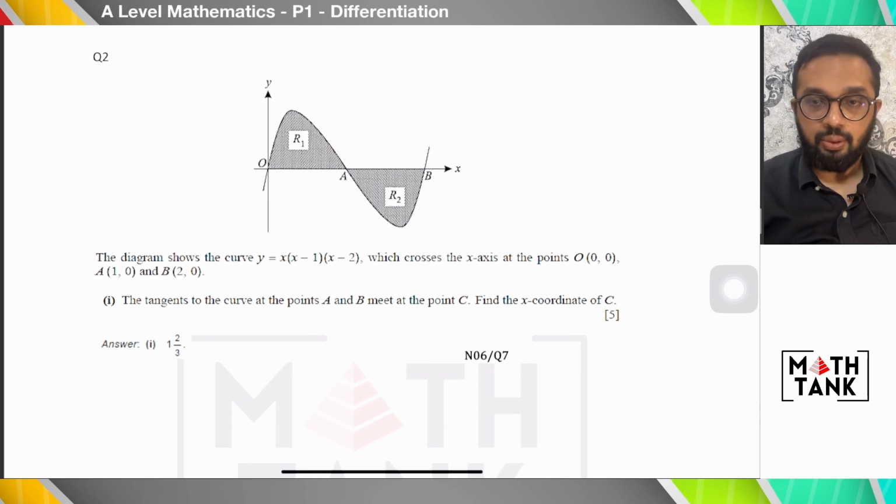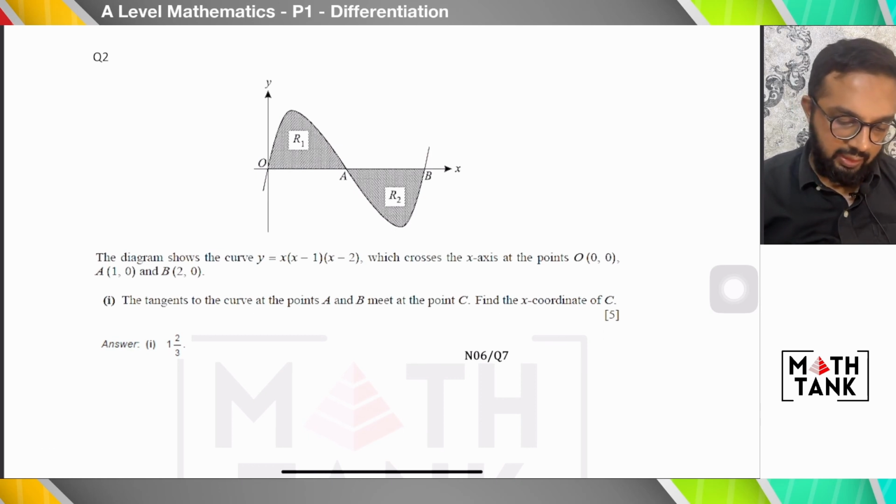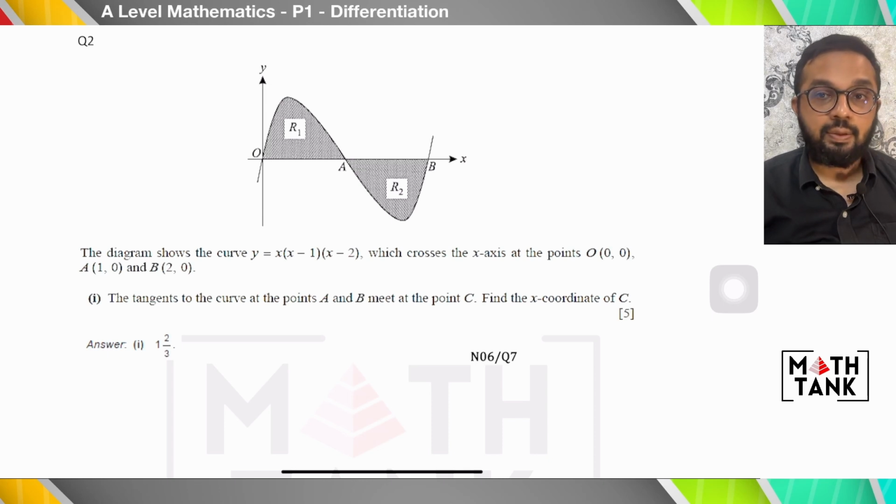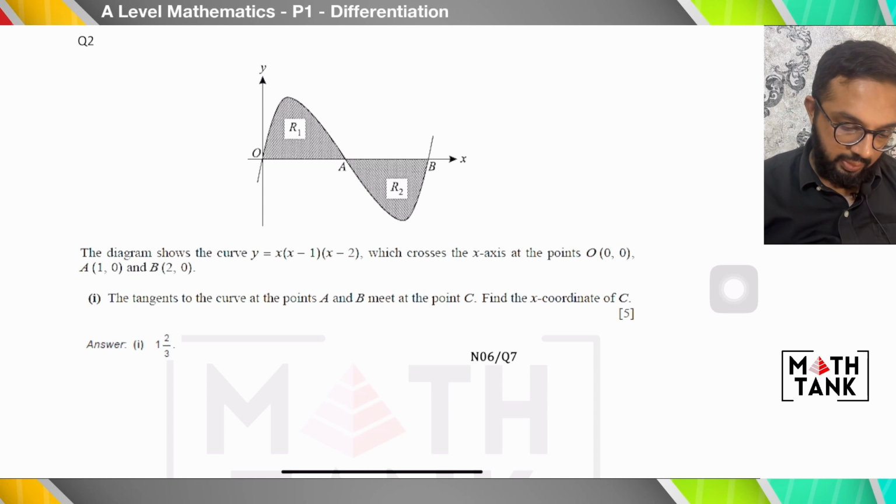Okay, then question number 2. It says the diagram shows the curve this and this, which crosses the x-axis at the points 0, 0, 1, 0 and 2, 0. The tangents to the curve at the points A and B meet at the point C. Find the x coordinate of C. Okay, so the tangents to the curve at the points A and B.